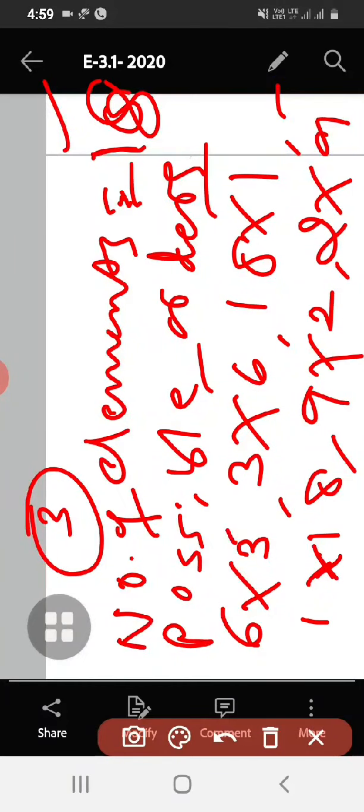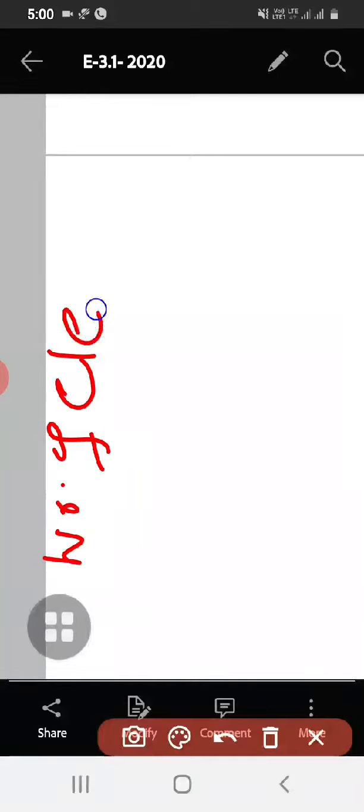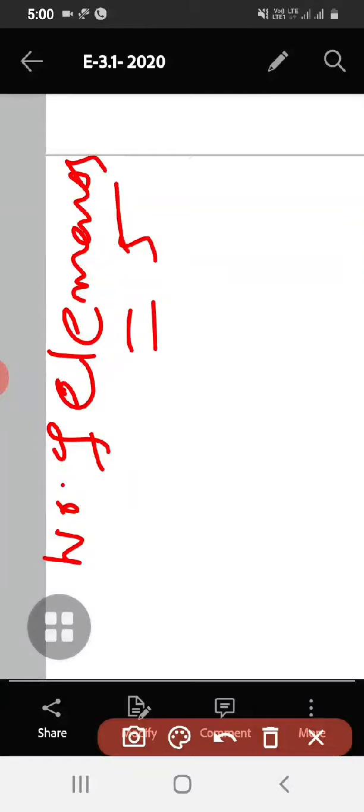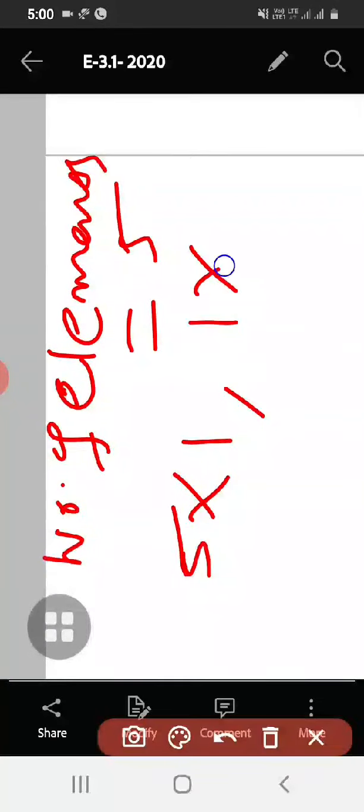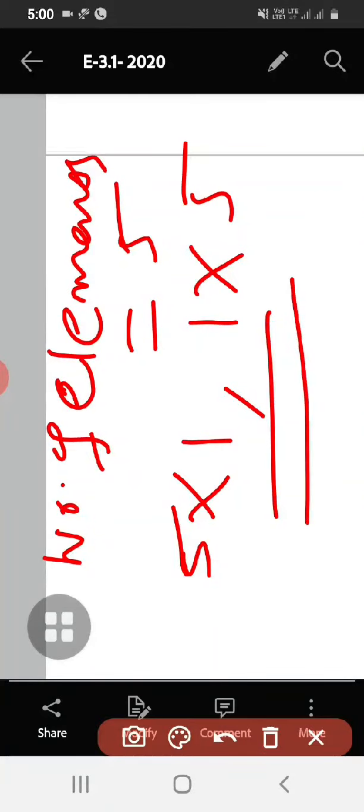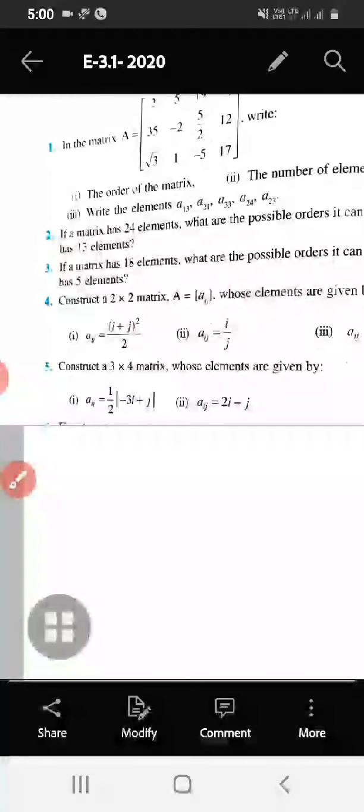So you write all this: 6 rows, 3 columns, 3 rows, 6 columns, 18 rows, 1 column. So these are the possibilities. So another question is attached here. What if it has 5 elements? So if the number of elements is equal to 5, then the possible orders are, see, 5 cross 1, 1 cross 5. These two are the options, 1 cross 5 or 5 cross 1. So this is the answer for the third question.